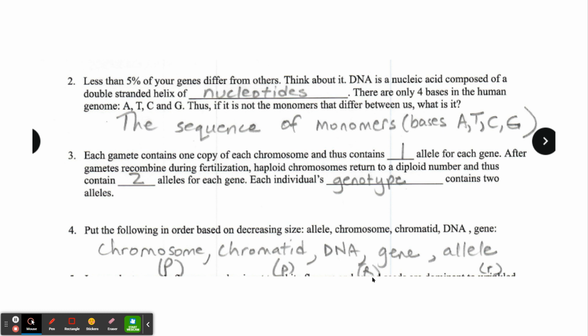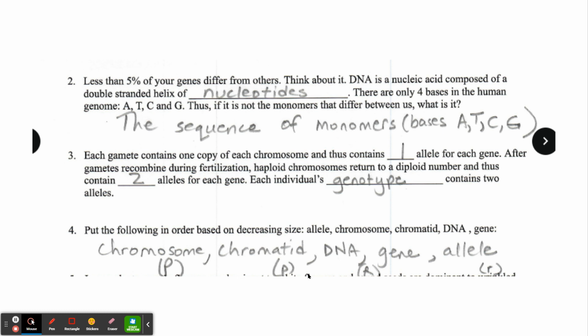Each gamete contains 1 copy of each chromosome and thus contains 1 allele for each gene. After gametes recombine during fertilization, haploid chromosomes return to the diploid number and thus contain 2 alleles for each gene. Each individual's genotype contains 2 alleles. This isn't in your study guide, but I would assume you would know this already.